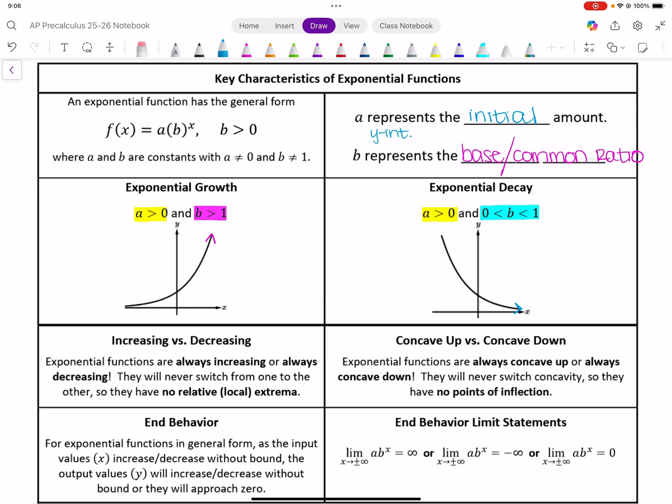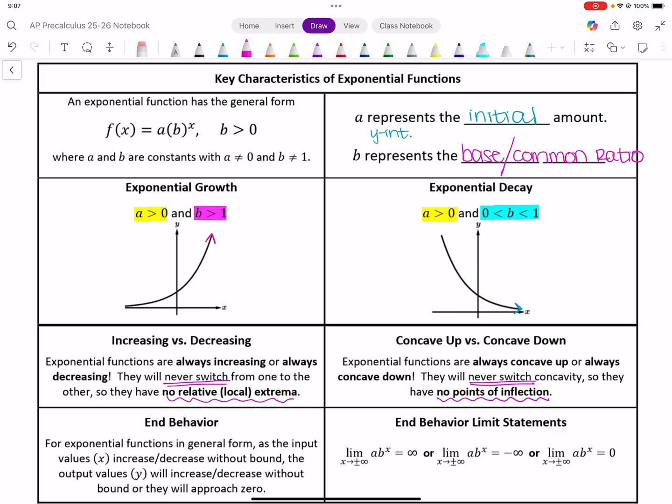Then with our exponential functions, they are either always increasing or always decreasing. There will be no switch from one to the other, which also means there will not be a relative maximum or a relative minimum. And then just like they will never switch increasing versus decreasing, they will also never switch concavity, which means there will be no points of inflection, and it will either be always concave up or always concave down.